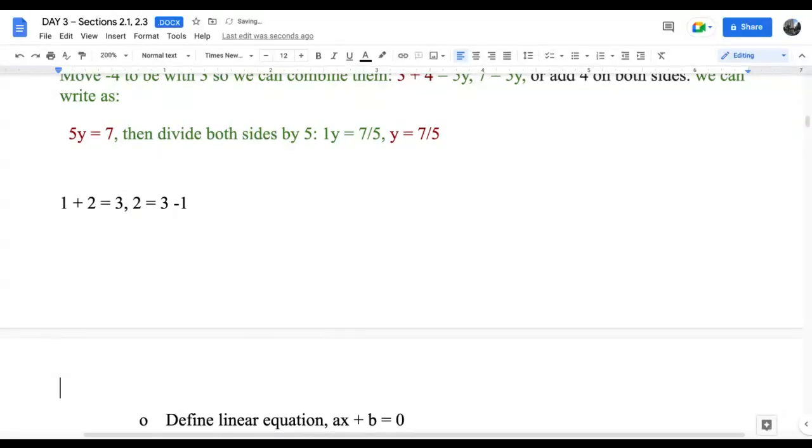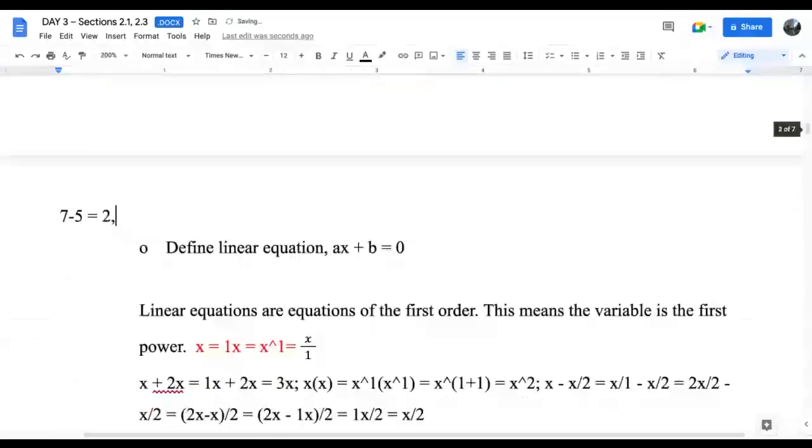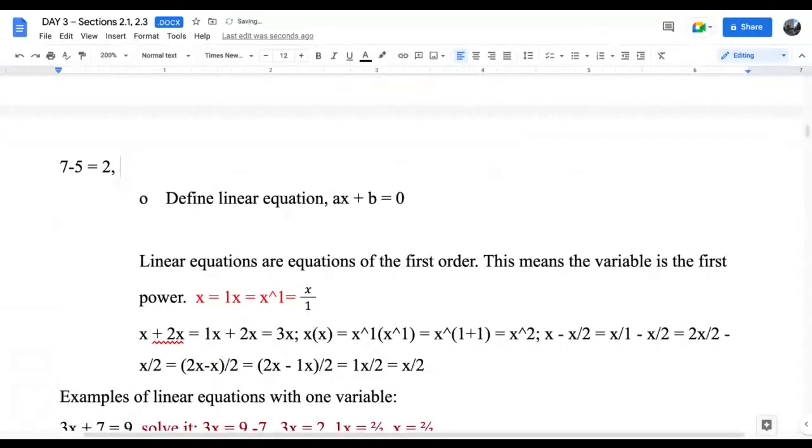Let's make another example. Let's see, we have 7 minus 5 equals 2, right? I want to move negative 5 to the right-hand side. When I move it, I have to change negative 5 to be positive, because 7 equals 2 plus 5, all right?